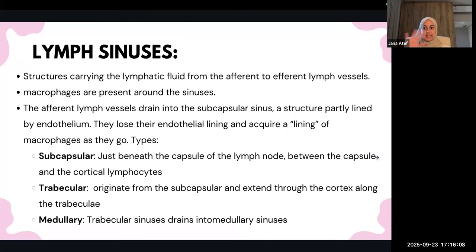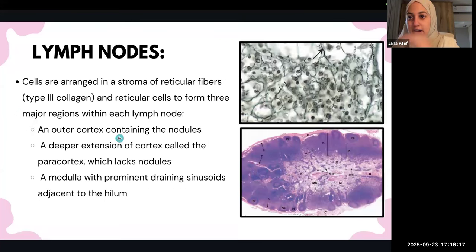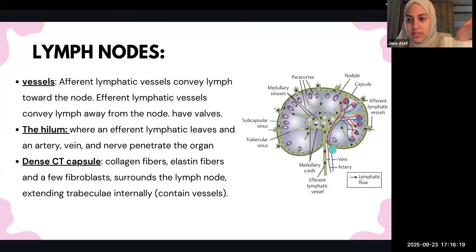Now sinuses. What is a lymph sinus? It's a structure that carries lymph fluid from the afferent to the efferent. And we have the hilum. The hilum is where everything goes in: arteries, veins, vessels, everything goes to the hilum. The sinus inside it is what carries the lymph from the afferent to the efferent. Don't be confused. Let's zoom in a bit.